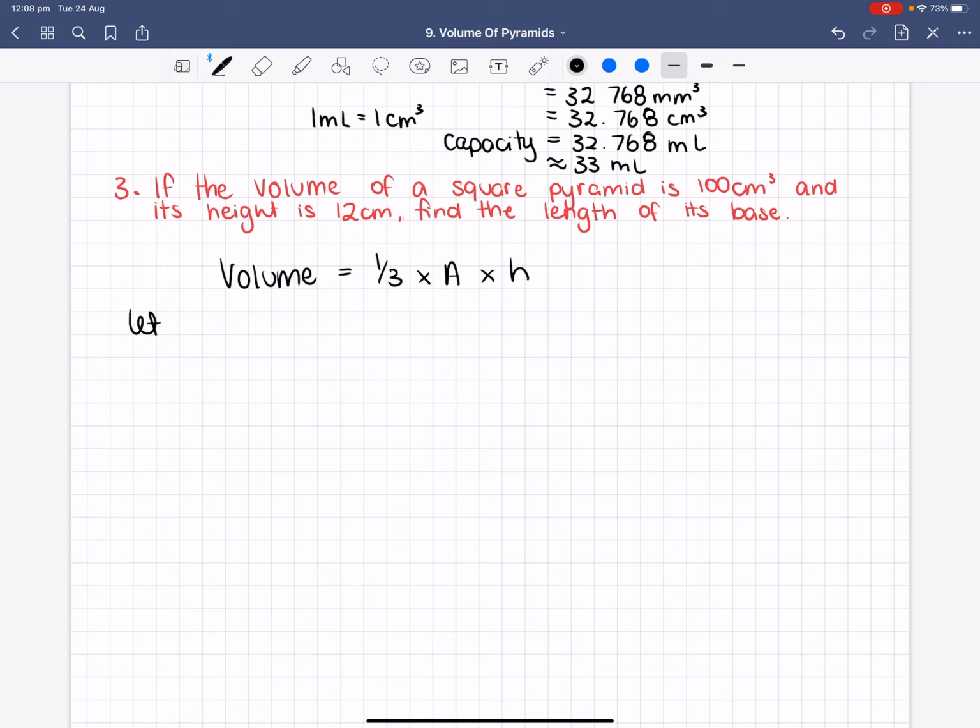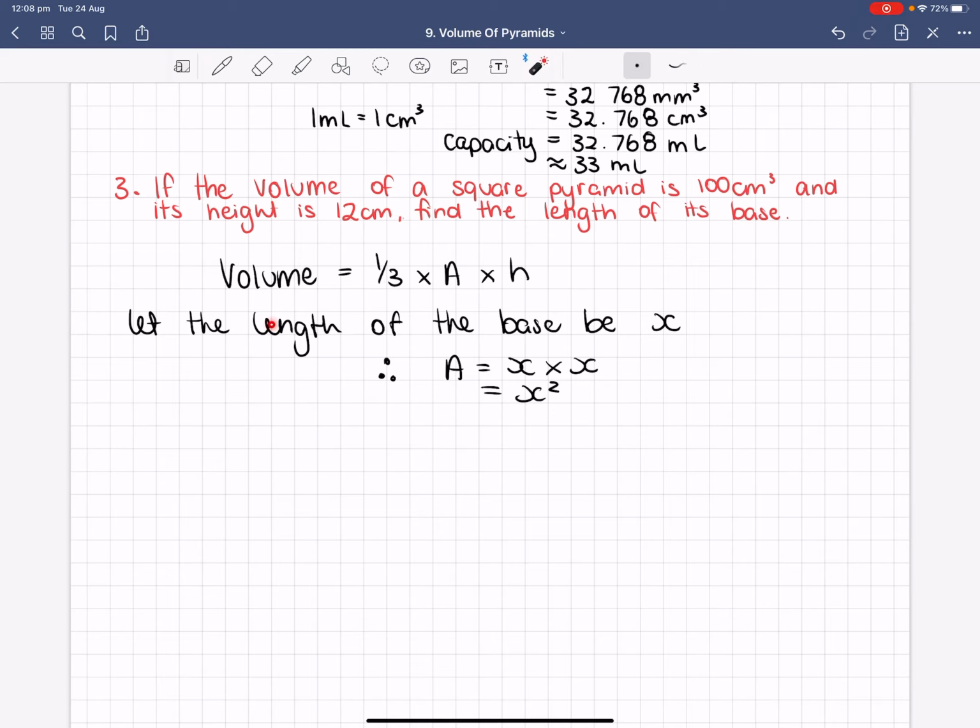Now, let's just say, let the length of the base, because it's a square pyramid, be x. That means the area is going to be x times x, which is x squared. So that's going to help us, because in our formula, we want to find the length of the base.